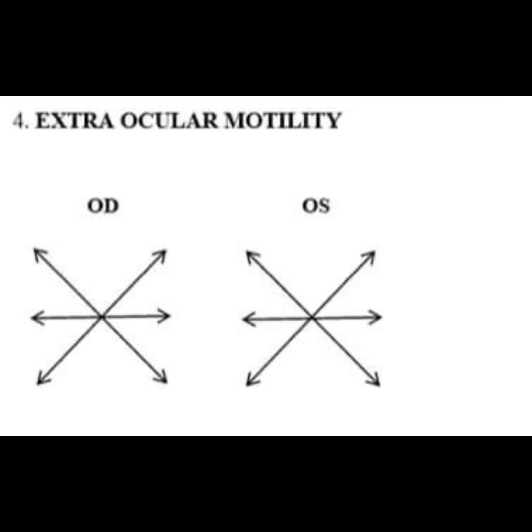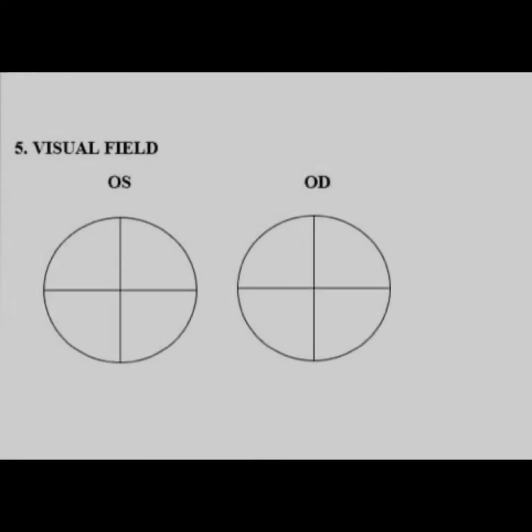Number 4, extraocular motility. The 4 recti muscles and 2 oblique muscles are intact. Innervations are working properly. OD, OS no nystagmus. Number 5, visual field. All 4 quadrants are visible and equal. No scotoma, no restrictions. The patient should be able to see the 4 quadrants in both OD and OS.